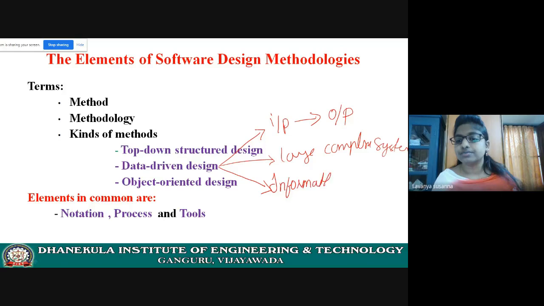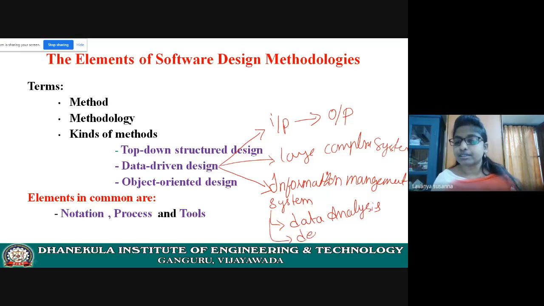Data-driven design is used to map input to the output, and this method is successfully applied to a large number of complex systems, mainly information management systems. Here, an information management system is used for data analysis, for decision making, and for visualizing the data.